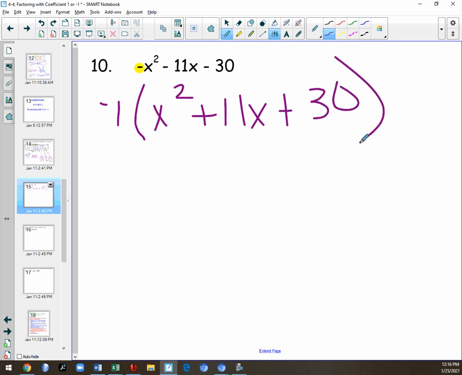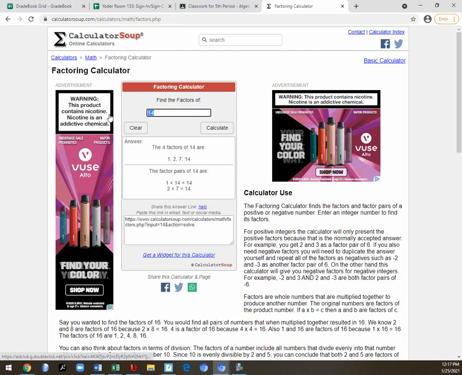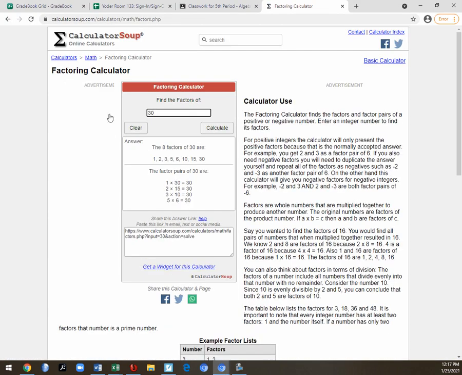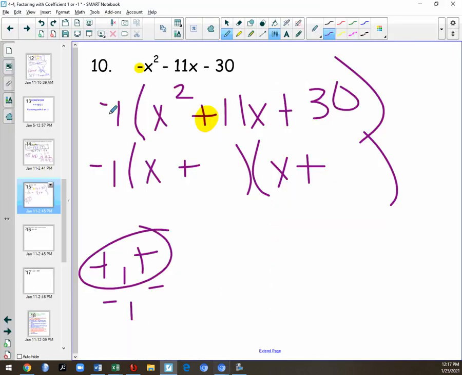Okay? So then I'm going to go ahead and break this down into two binomials. So x squared goes into x and x. I need a positive, so that means I have plus plus or minus minus. I'm looking at my middle term, that's a plus, so therefore I'm going to use plus plus. Factors of 30. So your factors of 30, go over here just so that you can see it, are going to be 1, 2, 3, 5, 6, 10, and 15.